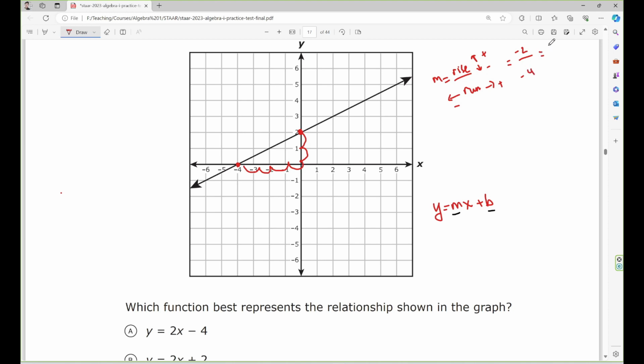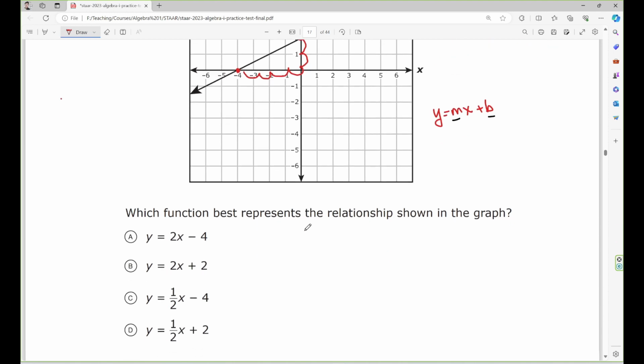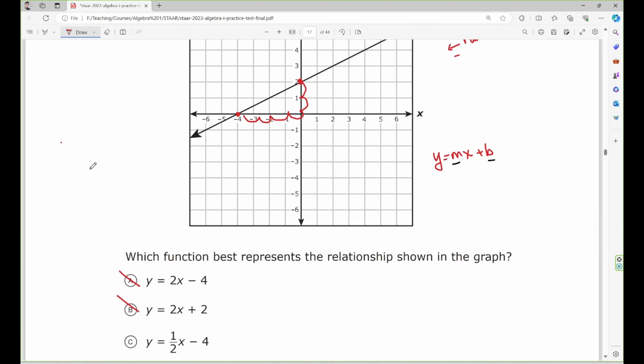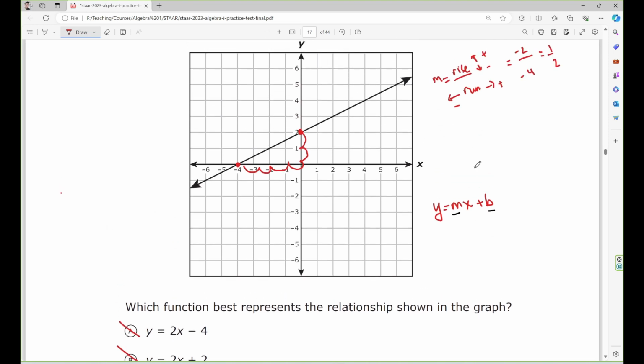So the slope should be 1/2. Right? So look at the answer choice right here. I will eliminate A and B. I use the Christmas tree trick. Right? Now next one, b, which means the y-intercept. Y-intercept is where the graph meets the y-axis. They meet right here, at 2.